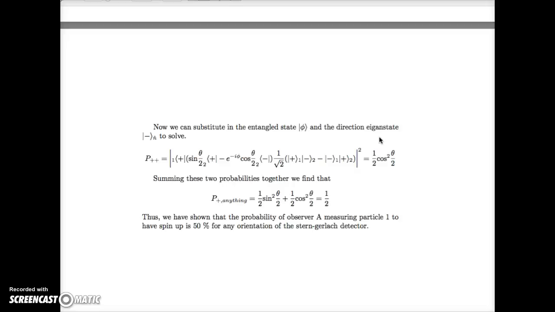Summing these two probabilities together, we find that it is equal to 1/2. So our probability is equal to 50%. So thus we have shown that the probability of observer A measuring particle 1 to have spin up is 50% for any orientation of the Stern-Gerlach detector.